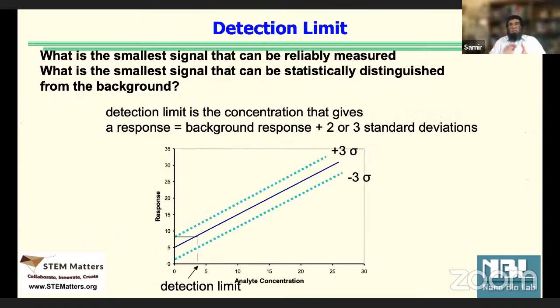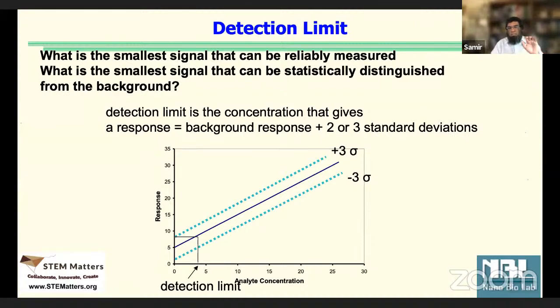All right, detection limit or limit of detection. These are 2 different things. Limit of detection is how far can we go. Detection limit is where we have the 3 sigma. When you get a signal, we can find the 3 sigma. There is a statistical way: we find 2 to 3 standard deviations of that signal. So the response has to be more than the background response plus 2 or 3 standard deviations. If I'm measuring a signal, this will define the lower end of the limit of detection.